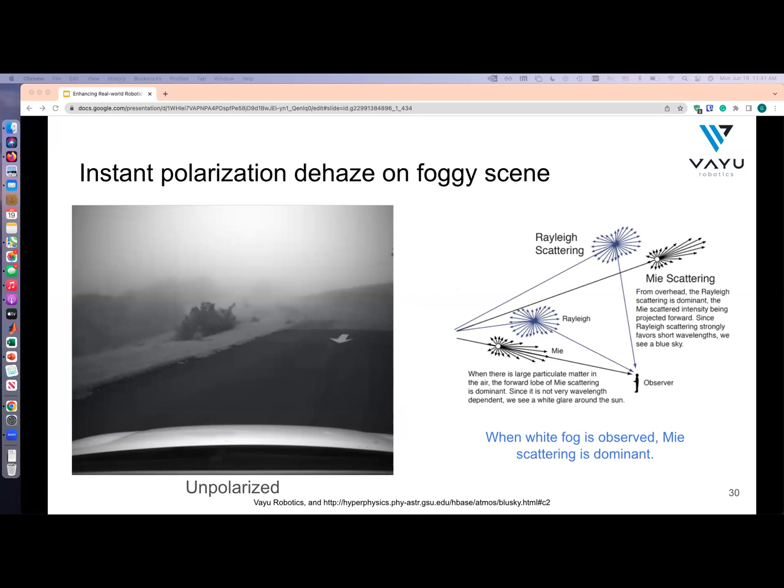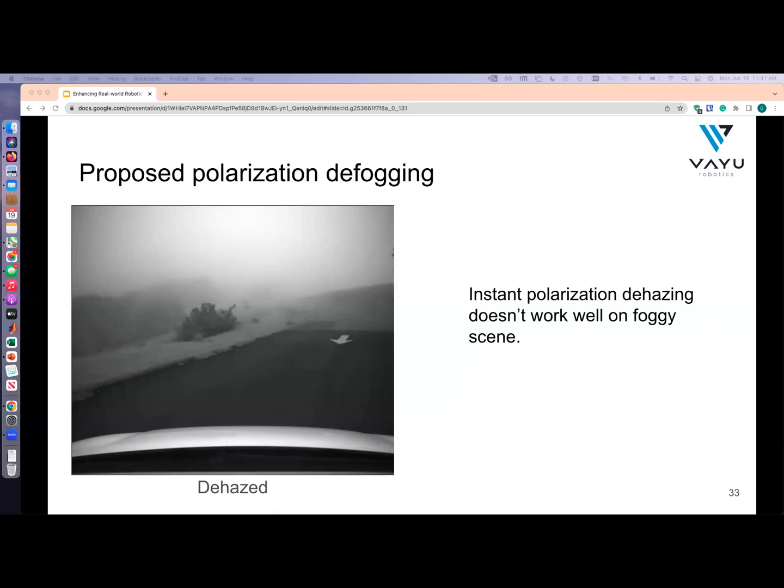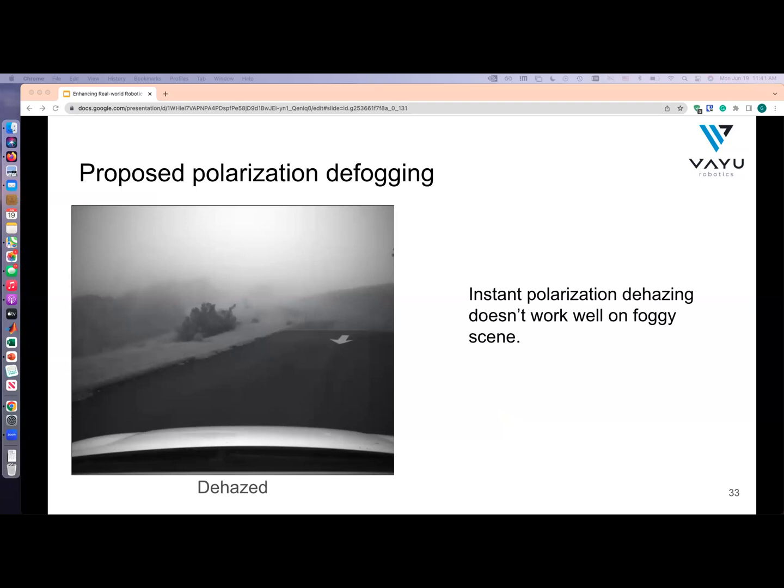When the particle size is too large, in that case it will be fog instead of haze. In those fog cases, directly applying the dehazing method I just described is not working very well. That's because the worst state image and the best state image don't have enough difference, because the contrast of the polarization is poor. So in those cases, the dehazing result is not so pronounced.